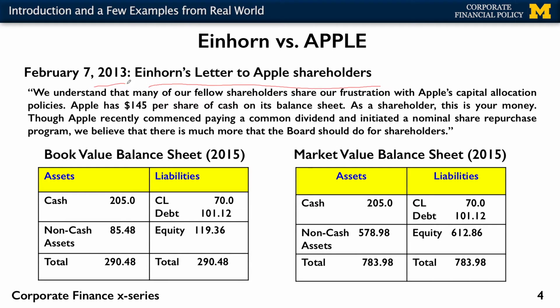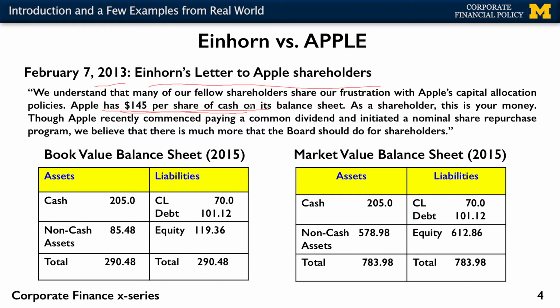The Apple balance sheet that you saw was, for convenience, drawn from 2015, but Apple's cash buildup has been going up for the last 3, 4, 5 years. So way back in 2013, Einhorn wanted Apple to pay out its cash. So you can compute the per share dollar value of cash that Apple has.